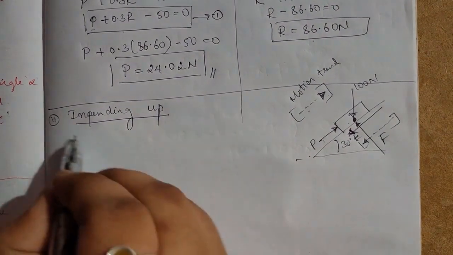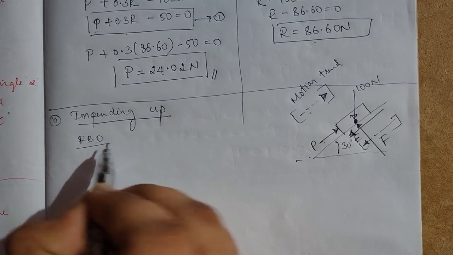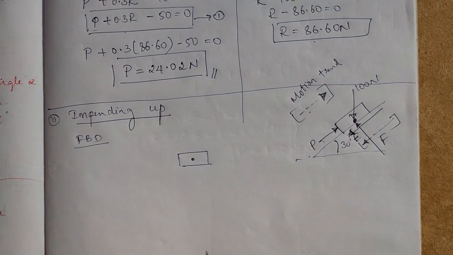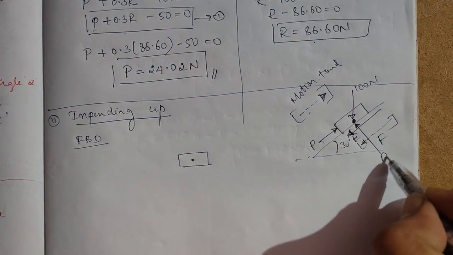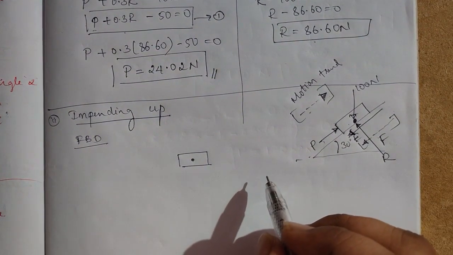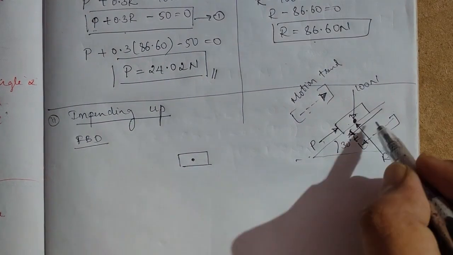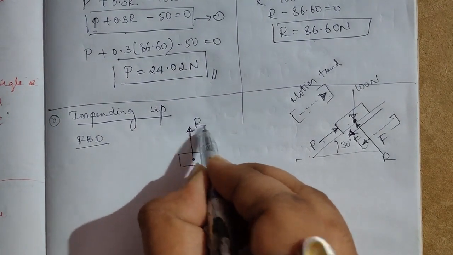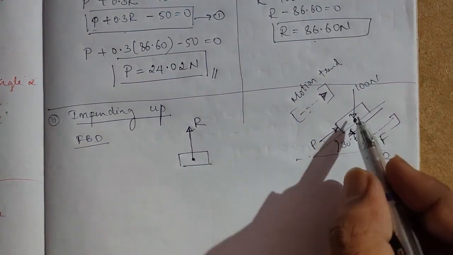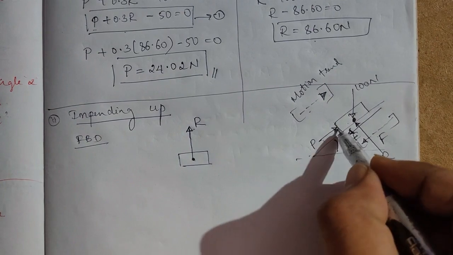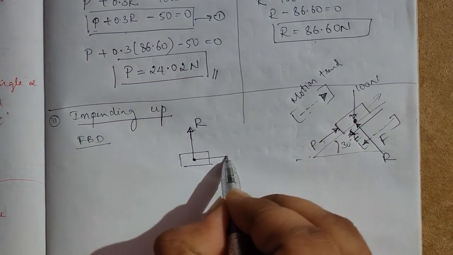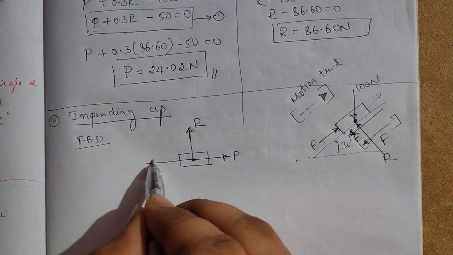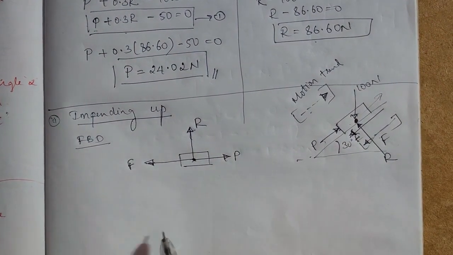So I write the free body diagram. So I'll take the block. Okay, so we know this is the R force. R will always act perpendicular to the surface. So I'll take this R, then 100 Newton, I'll take it last. Then P is the force. P will go directly this way. F is in the opposite direction.